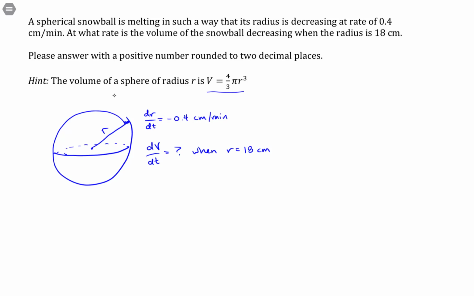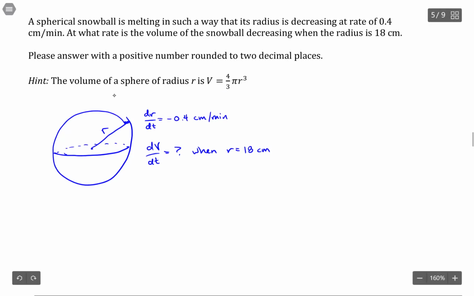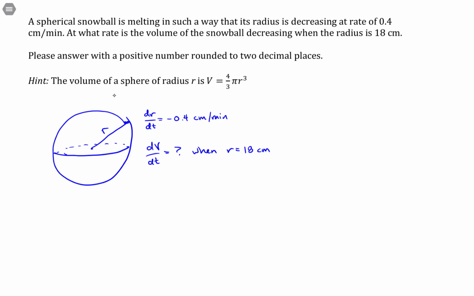Now be careful, don't fall into the trap of saying this is going to be V prime equals 4 pi r squared, because that alone would be the derivative of volume with respect to the radius. We're not interested in how the volume is changing with respect to the radius. We're interested in how the volume is changing with respect to time. So the derivative of this is going to be found using implicit differentiation.